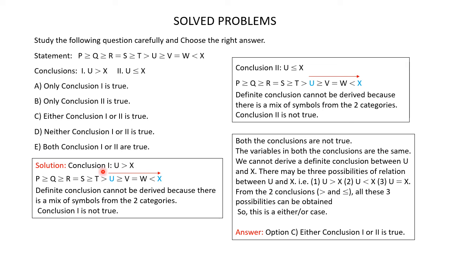Now conclusion 1 is U is greater than X. Now this is the given statement. Now we have U here and X here. So you have to move in the forward direction from U to X. When you move in the forward direction from U to X, you get the symbols greater than or equal to, and less than. So clearly you can see that the symbol greater than or equal to belongs to category 1 and the symbol less than belongs to category 2. So there is a mix of symbols from the two categories here. So a definite conclusion cannot be derived between U and X because there is a mix of symbols from the two categories. Since a definite conclusion cannot be derived between U and X, conclusion 1 is not true.